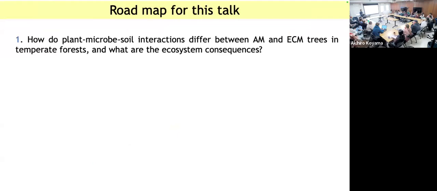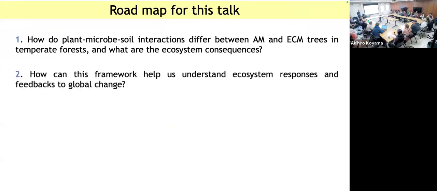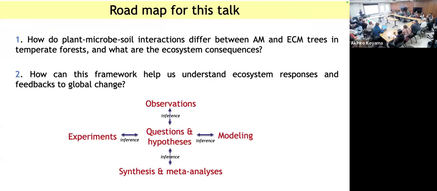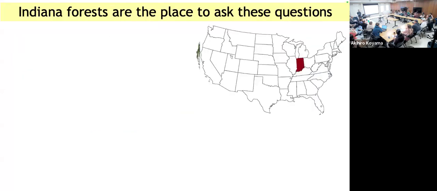So just a quick roadmap for the talk. I asked this question about plant-microbe-soil interactions. Do they differ between AM and ECM trees in temperate forests, and what are some of the consequences for ecosystem dynamics? And then how can this framework actually help us understand responses and feedbacks to global change? And the way I'll do that is sort of toggling back and forth. This is the way we do things in our laboratory. We do some observational work, we run experiments, we do mathematical modeling and synthesis and meta-analysis, constantly toggling back and forth between all of those, developing inferences, but also new questions and hypotheses that we can address with other modalities.